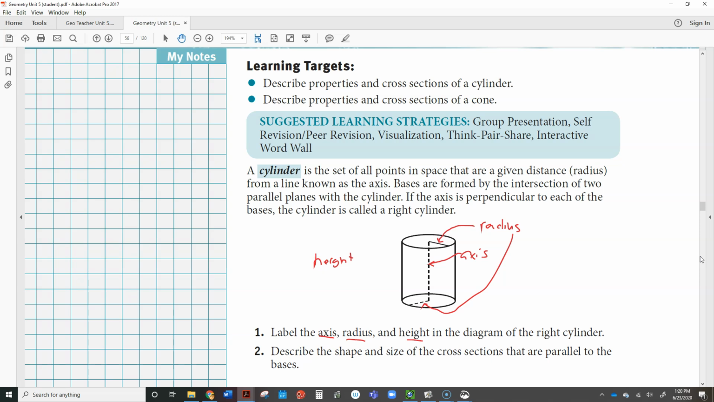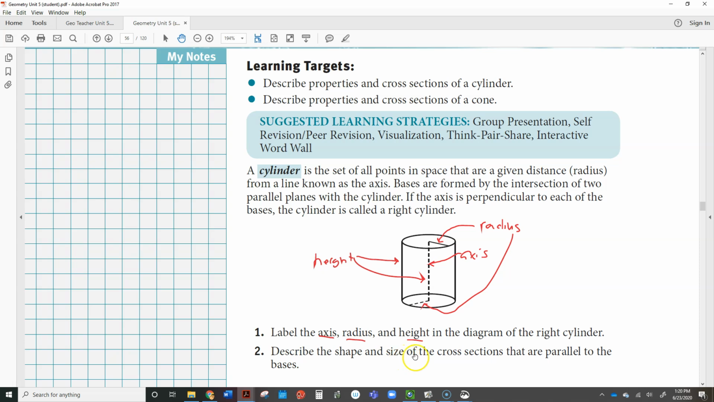Because this is a right cylinder, this edge right here, with the distance from this base to this base, that is the height. If it's not a right cylinder, then we'll have to look here for the height. But in this case, these two distances are exactly the same.